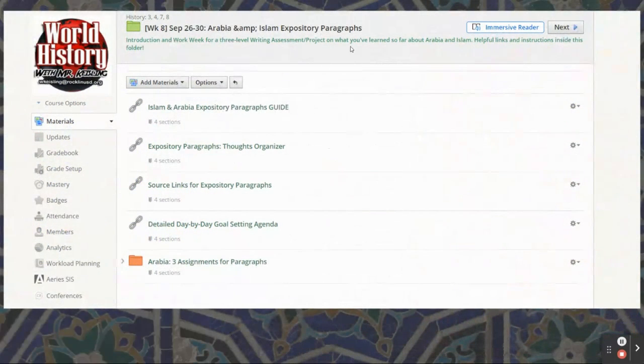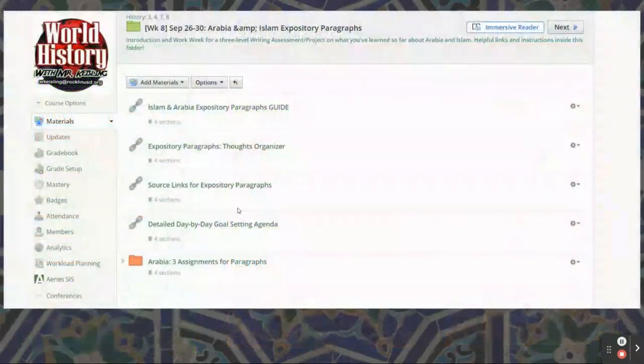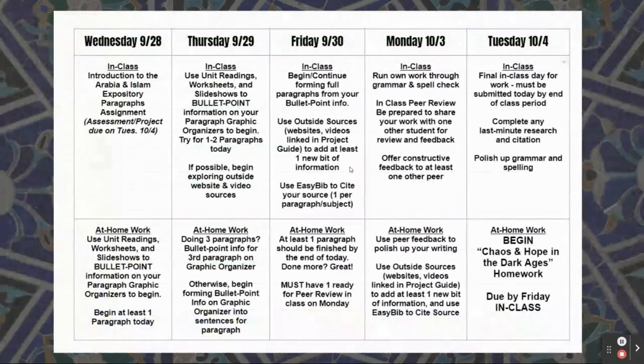Going back to the main folder on Schoology, we have the source links for expository paragraphs. I just showed that to you. It looks like this. And then you can go to your detailed day-by-day goal-setting agenda. If you click on that, this is something we handed out in class, but it tells you the goals I'd like for you to reach each day, both in class and at home, okay? So take a look at that and make sure you try to meet all of those goals each day.